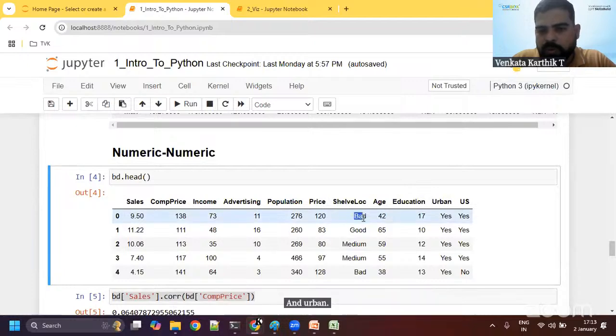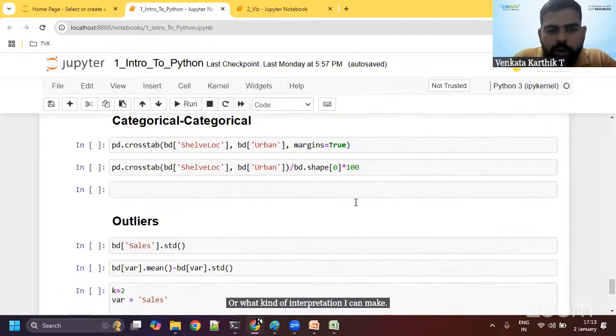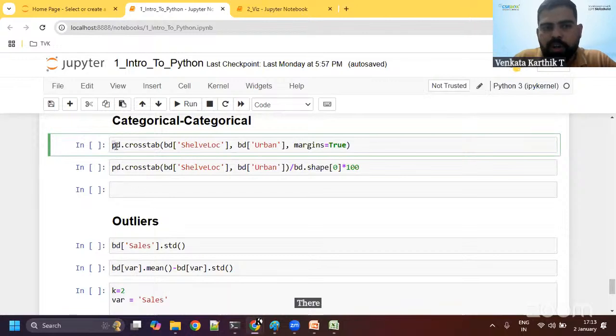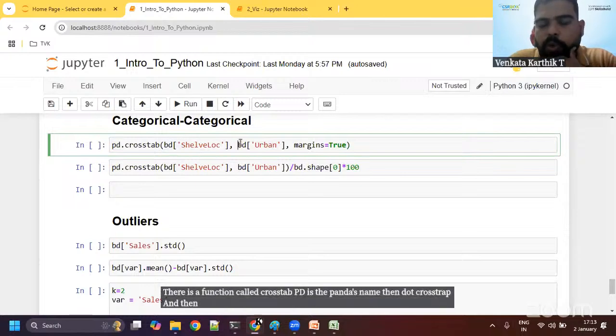So if you see, this variable is also categorical. This variable is also categorical. So two categorical variables. How do I see what is the relationship or what kind of interpretation I can make? You can use something called a cross tab. There is a function called crosstab. pd is the pandas name, then dot crosstab, and then you just pass the two variables.